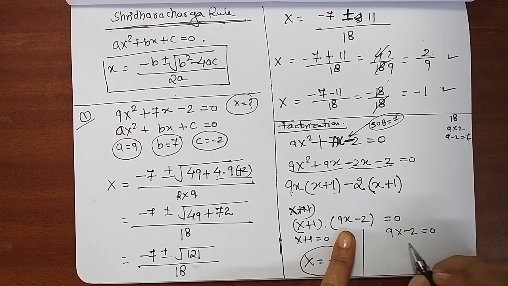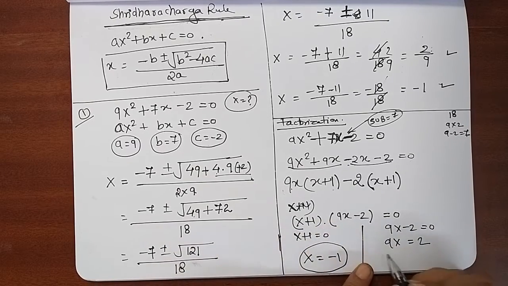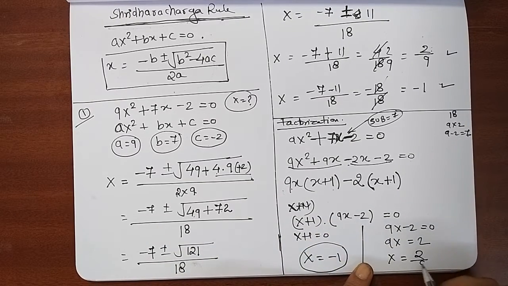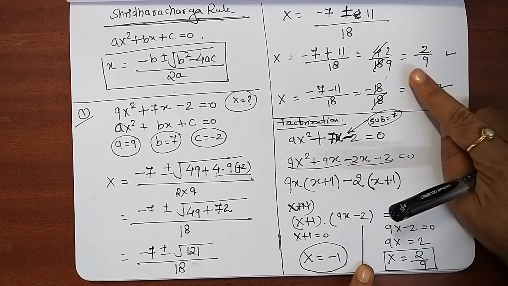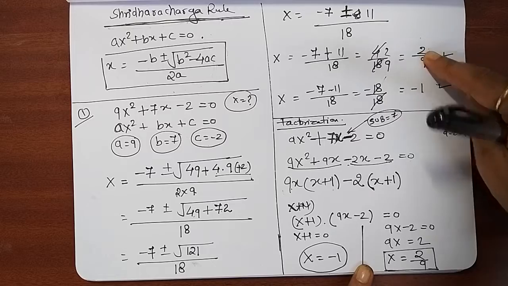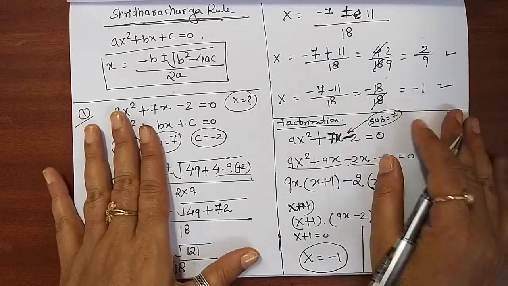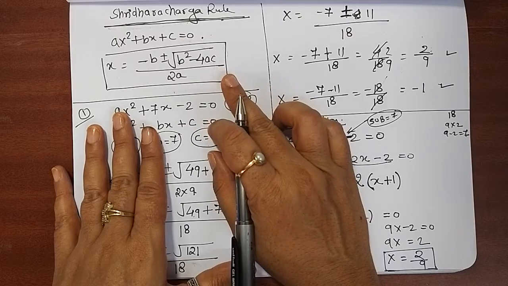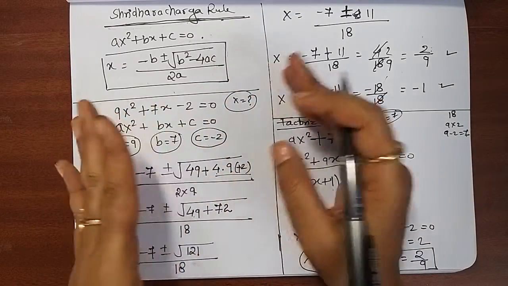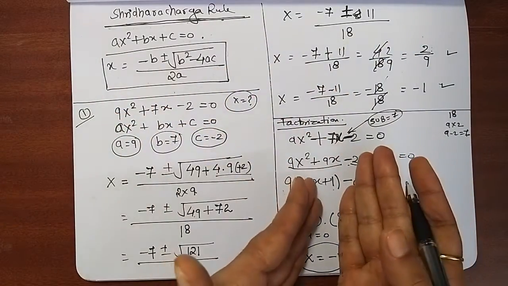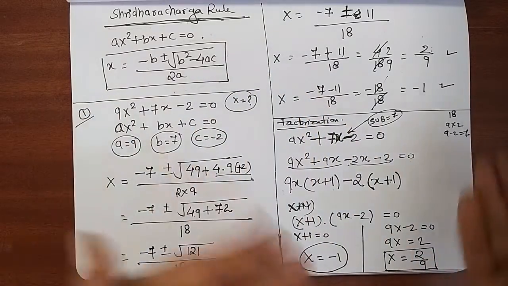Okay, now let me use this. So here clearly 9x is 2, or I can write x is equal to 2 by 9, which is exactly the same answer that I got using the Sridharacharya method also. Okay, this and this are the same. So I wanted to introduce a new method to solve quadratic equations, and I wanted to tell you that for the same question, if we solve by factorization or by this method, the answer will be the same.